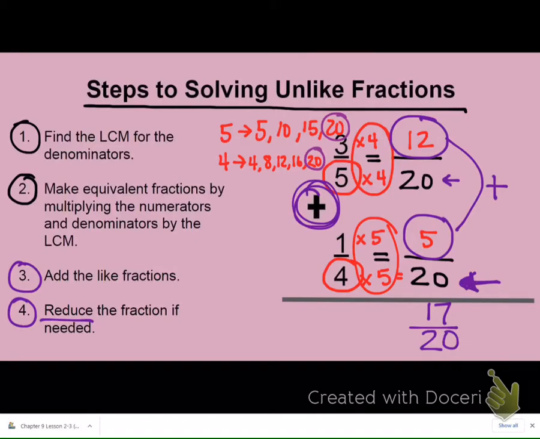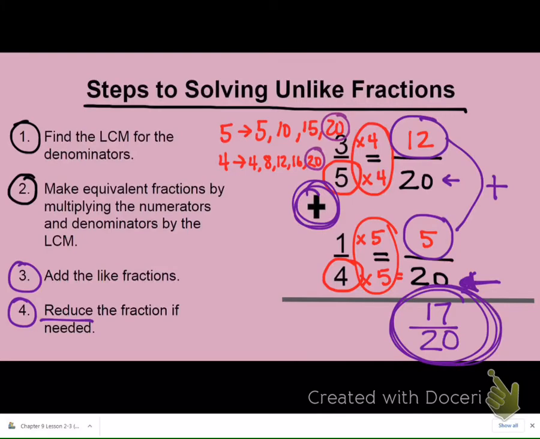17 and 20. Do they have any common factors? Well, I know 17 is a prime number, so its only factors are 1 and 17. So no, I cannot simplify 17 twentieths. That is my answer, 17 twentieths.